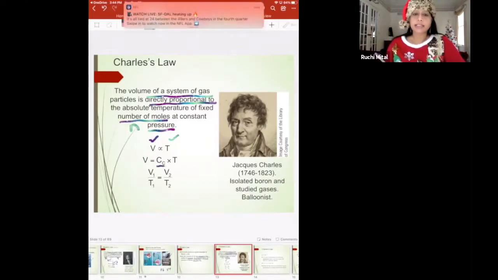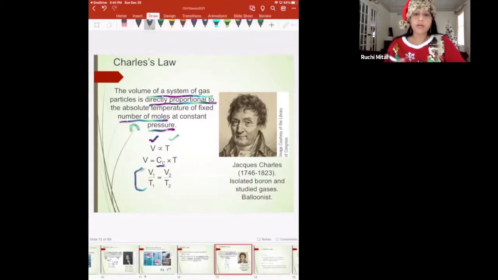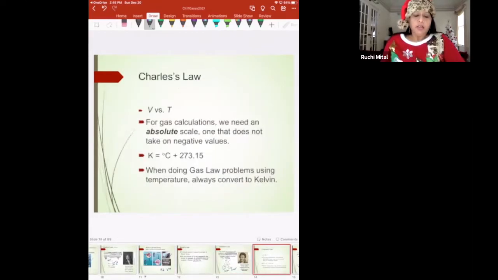Again, this is your constant. And if you write this equation in terms of a constant, we come up with the equation V1 over T1 is equal to V2 over T2. So you can consider these as your initial conditions, and these are your final conditions. Okay. So what happens when you are changing one of them? If you know three variables, you can always solve for the one unknown variable. So Charles' law is a relationship between volume and temperature, because we are keeping the pressure and the moles of the gas constant. For gas calculation, we need an absolute scale.